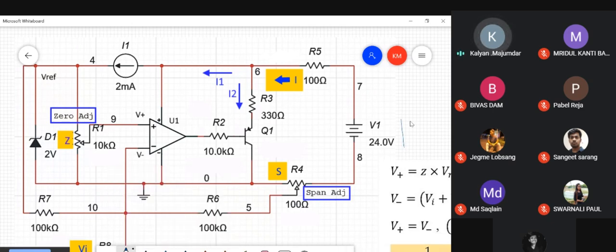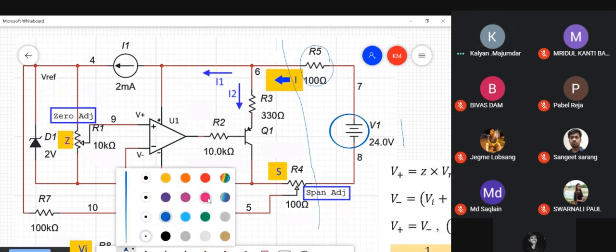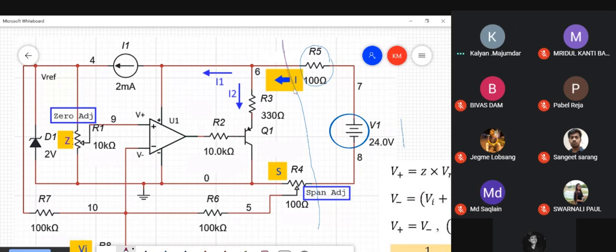This one is a power supply that is used for the operation of your circuit. This one is some load resistance. I just indicated 100. This could be any value. In a practical case, this would be your indicator which records the transmitter current. Now this is your 2-wire transmitter. This whole thing becomes your 2-wire transmitter.